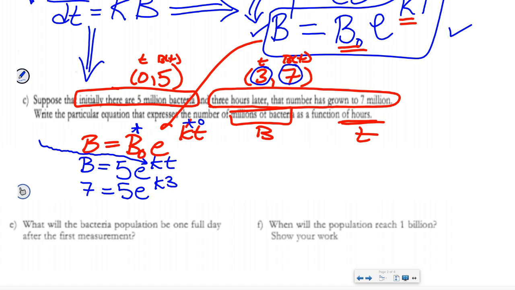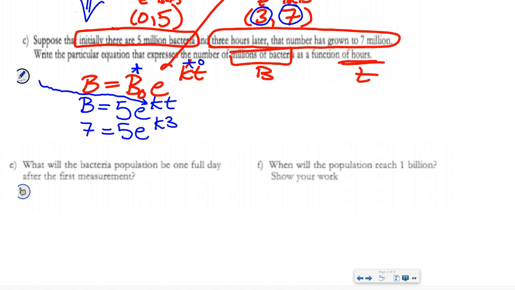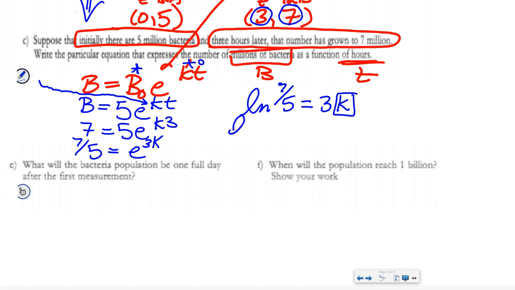So I can solve this for K by dividing by 5. So I'd say 7/5 is equal to e to the 3K. I like to put the number out front. I'll take the natural log of each side to get rid of the e. And so my K is going to equal the natural log of 7/5 over 3.